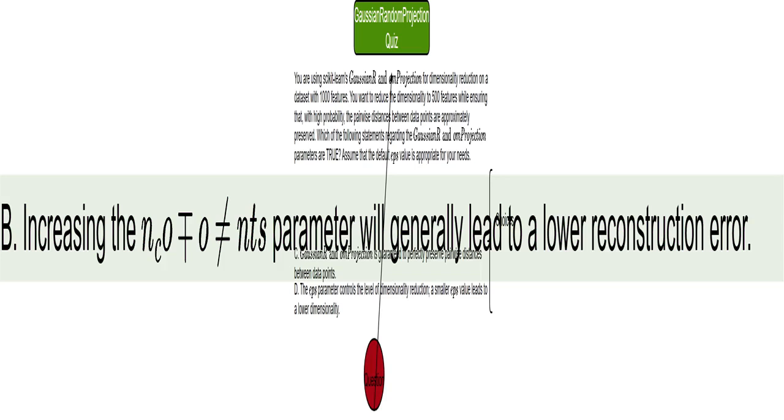This statement asks what happens when I increase the target number of features, n_components. Increasing the number of components means I'm retaining more information from the original dataset. This naturally leads to a smaller difference between the original and reduced datasets, lower reconstruction error. It's like keeping more of the original cake ingredients. The resulting cake will be more similar to the original recipe.